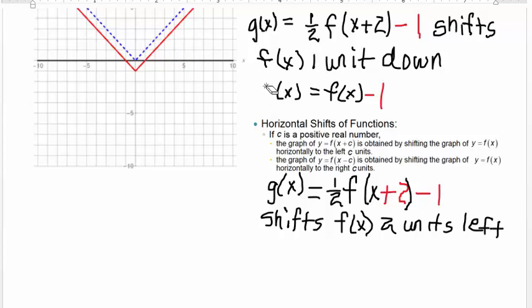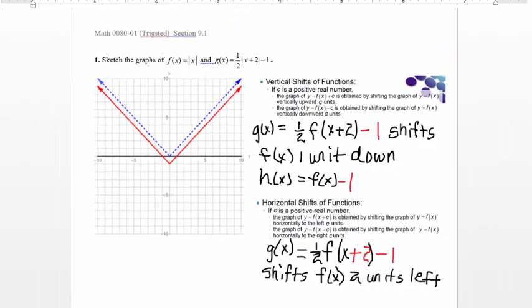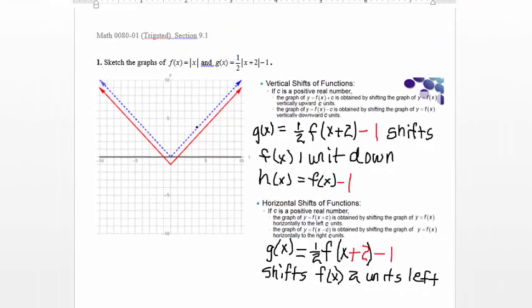And up here, let's call this h of x, just to give it a different name. So the graph that we see before us shifts f of x 1 unit down. So that's the graph of h, where all we do to f is shift it 1 unit down. Now let's look at what it looks like when we shift 1 unit down and 2 units left.